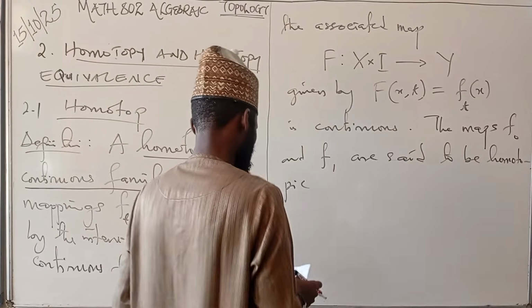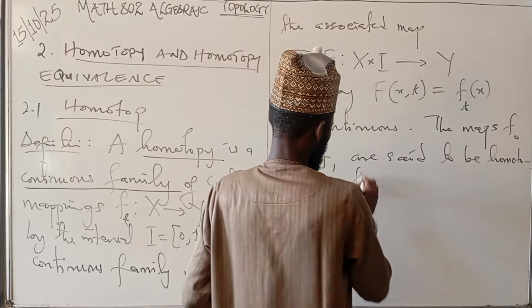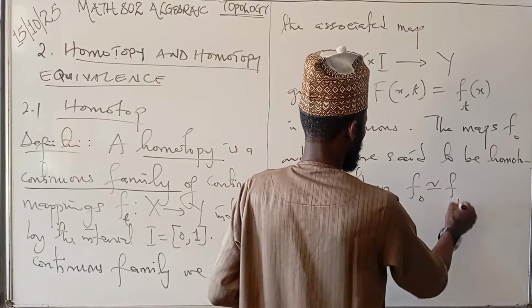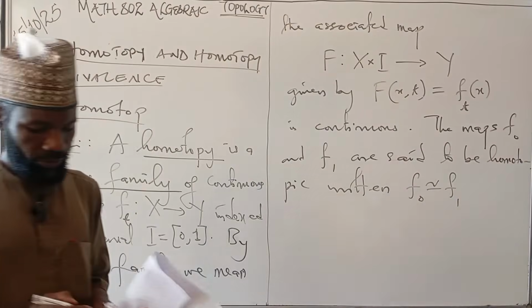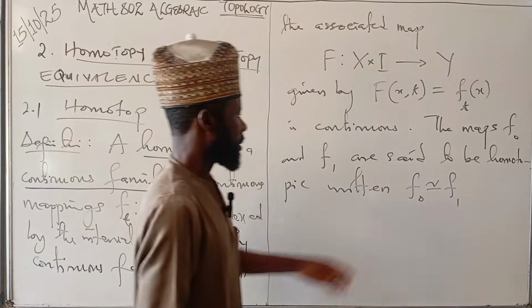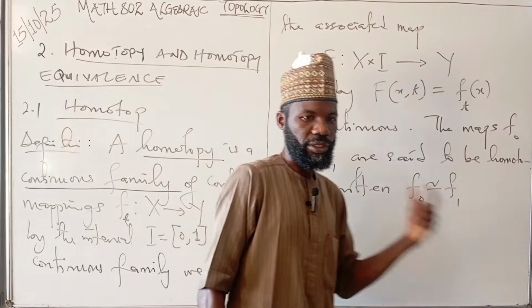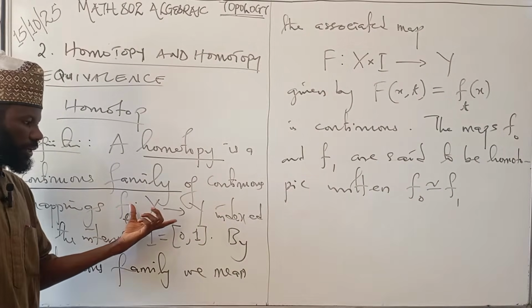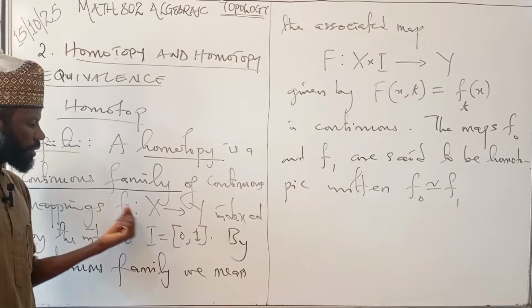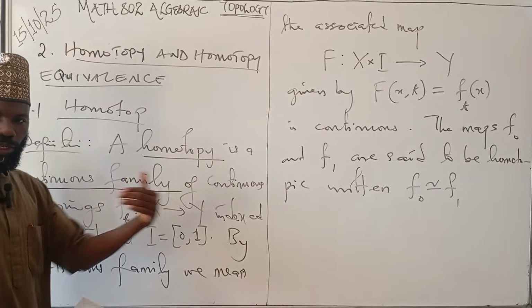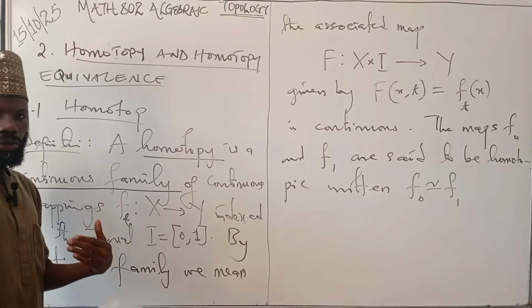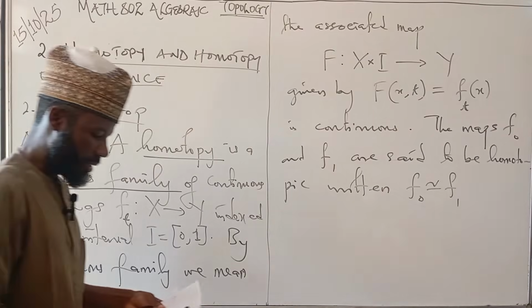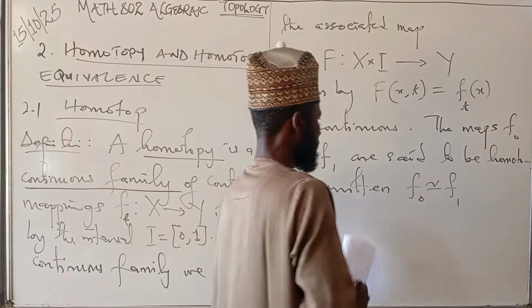Homotopic. We write that as F0 is homotopic to F1. Okay, please take note. The maps are called homotopic, not the spaces. So if you have a homotopy, then the first mapping in the family and the last mapping in the family are called what? Homotopic, not what? The spaces. So the mappings are homotopic.